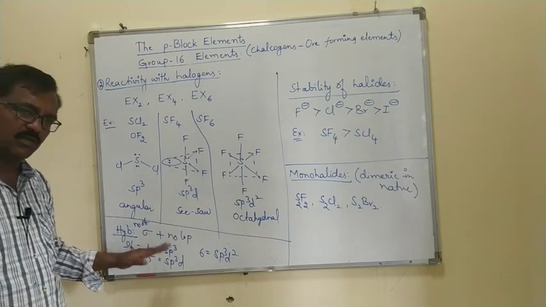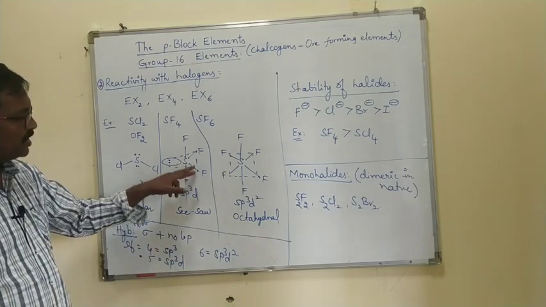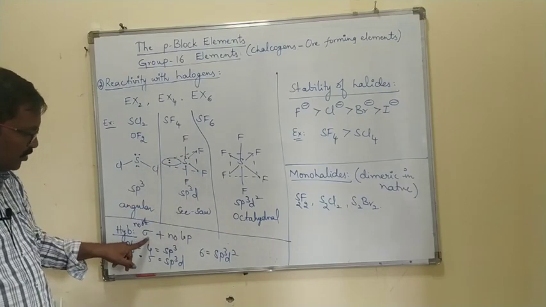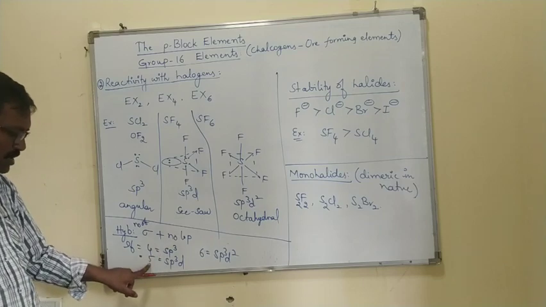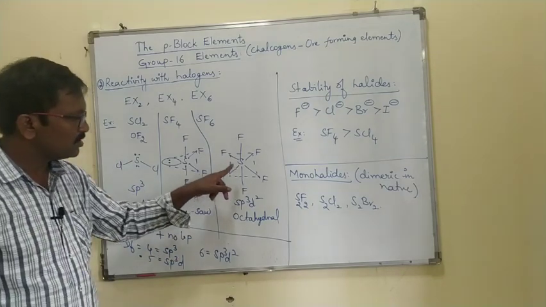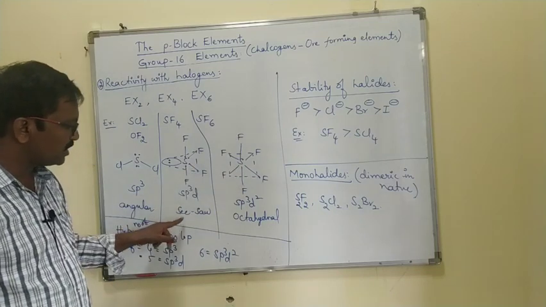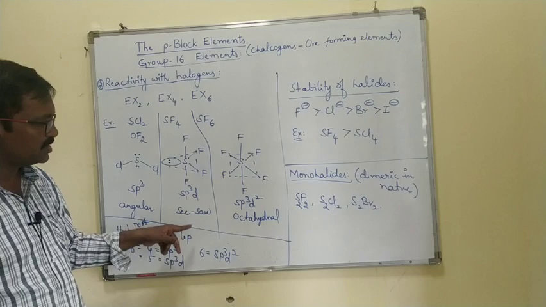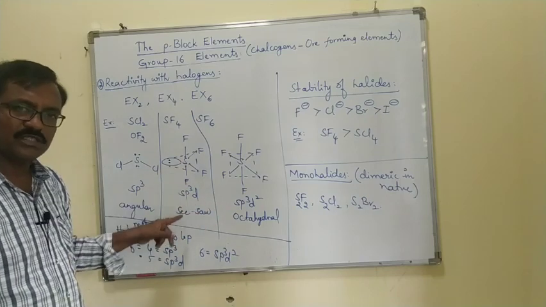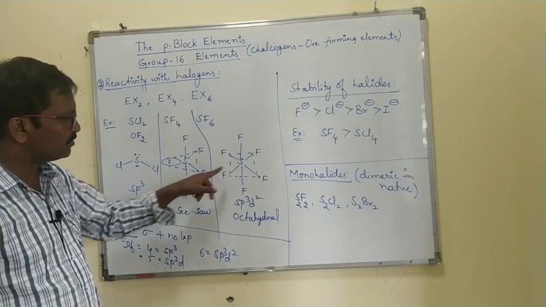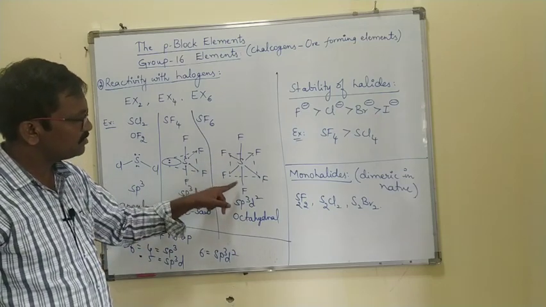I'm not going to detail. So how many sigma bonds in this one? 4 sigma bonds, 1 lone pair, total is equal to 5. The hybridization is sp3d, right? So in this one, what is the geometry? Seesaw geometry, or distorted trigonal bipyramidal, right?